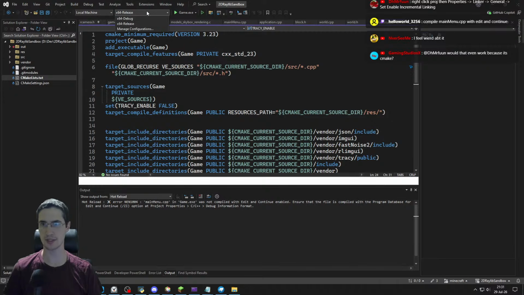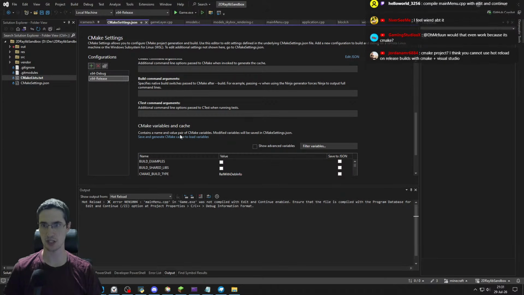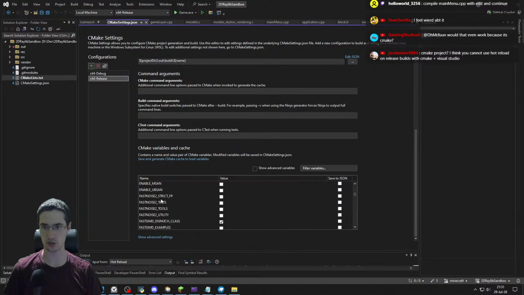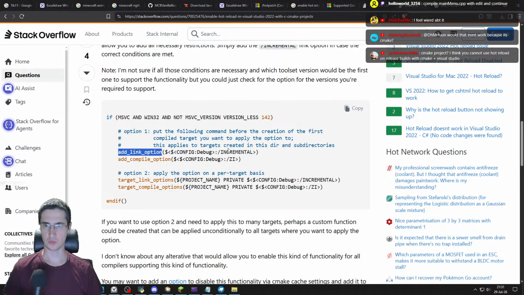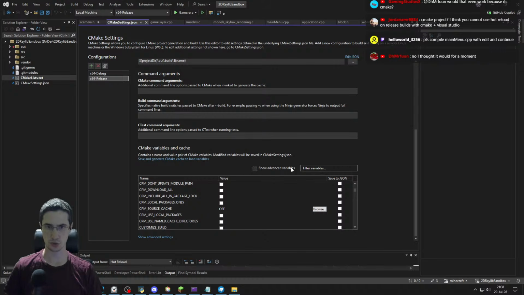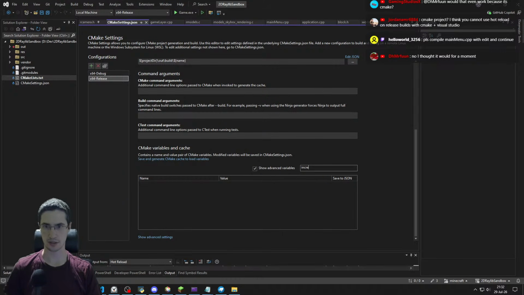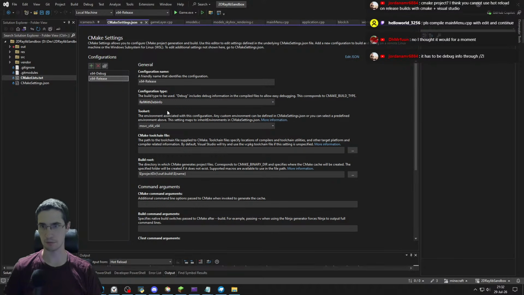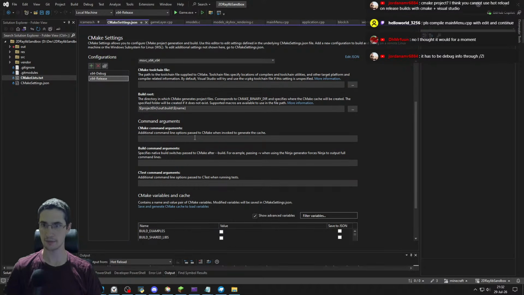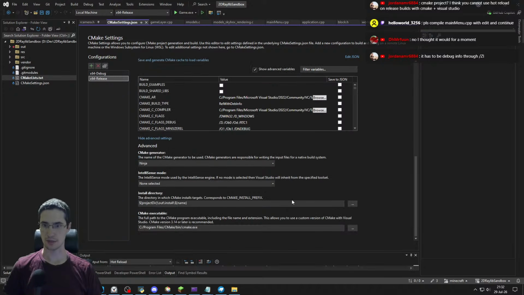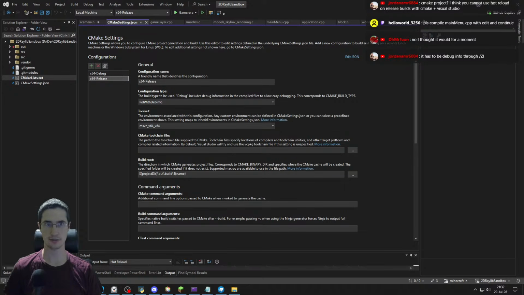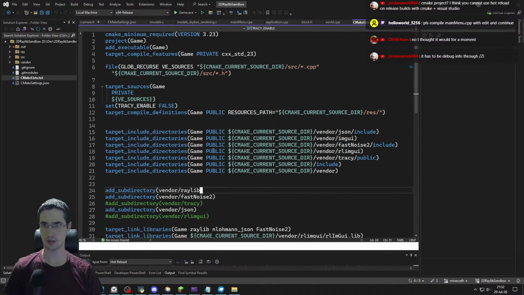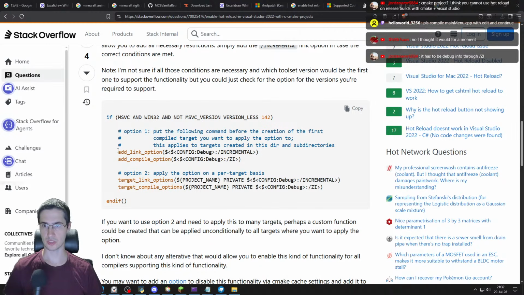But chat, I know that here we have configuration settings that we can change. And we need incremental. Show advanced variables. Incremental, we don't have incremental here. Do we have anything here before we try to do it ourselves? Show advanced settings. CMake. No, we don't have useful options here. Doesn't matter, we'll do it ourselves. Here, we'll need to add these two, chat: link option, incremental, and compile option, this.